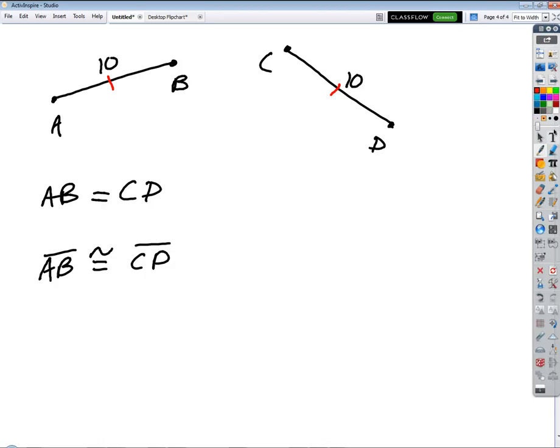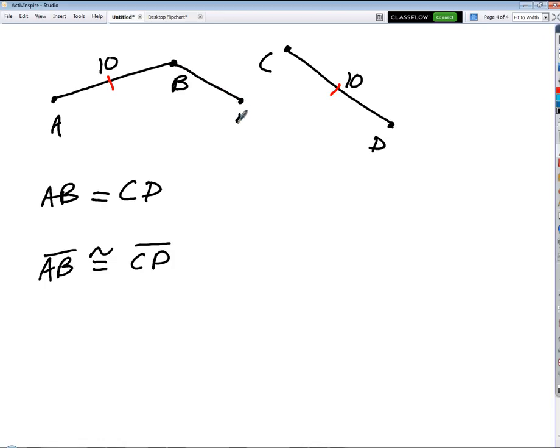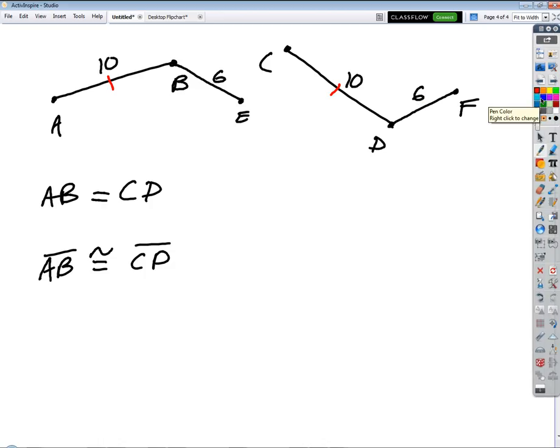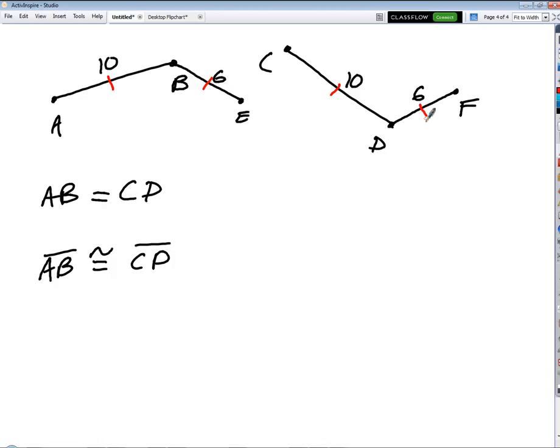Now what if I have something like this though? What if I've got another segment here, BE, that has a length of 6, and there's another segment over here, DF, that also has a length of 6. Those are congruent to themselves, aren't they? But this would be incorrect for me to do, wouldn't it? Yeah, so I've got to put 2 of them, because 1 hash would be saying that all 4 of those are congruent. I'll put 2 hashes with segments BE and DF to show that they're congruent to each other, but not congruent to the others. Does that make sense?